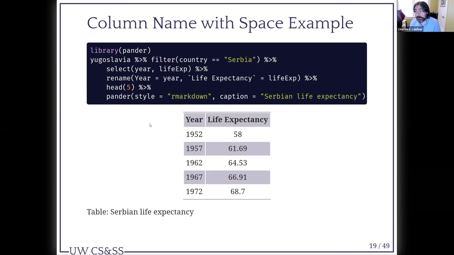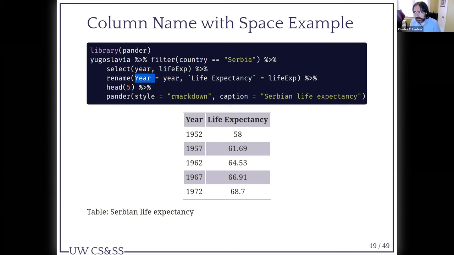I can do that, but I can't do it with a naked variable name because if it sees a space, it thinks it's two objects, life and expectancy. So I'm in a mess with it. So I say here, take the Yugoslavia data and then filter so that country is equal to Serbia. I look just at Serbian life expectancy. I select only year and life expectancy. And then I rename year to be capital Y. So year goes to capital Y.